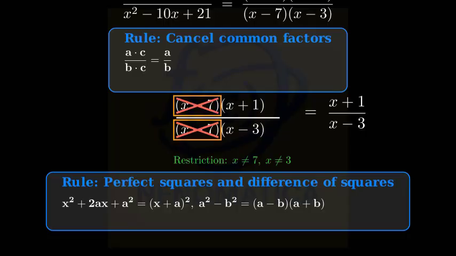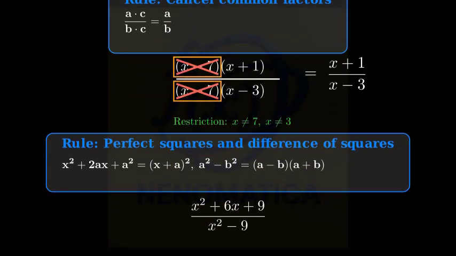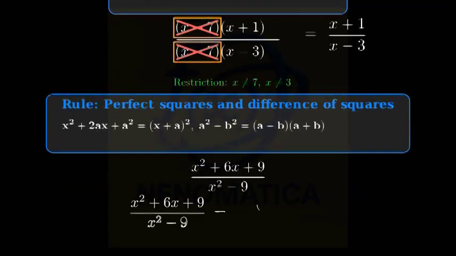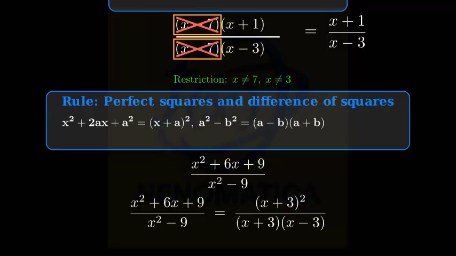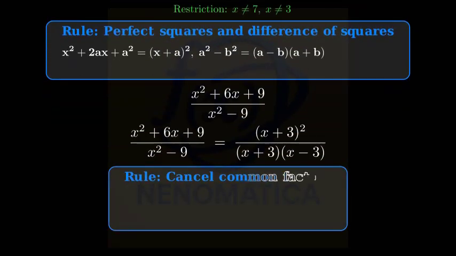Factor the numerator and denominator of x squared plus 6x plus 9 over x squared minus 9. The numerator is a perfect square, (x plus 3) squared. The denominator is a difference of squares, (x plus 3) times (x minus 3). Now cancel the common factor. We can cancel 1 copy of x plus 3 that appears in both numerator and denominator.